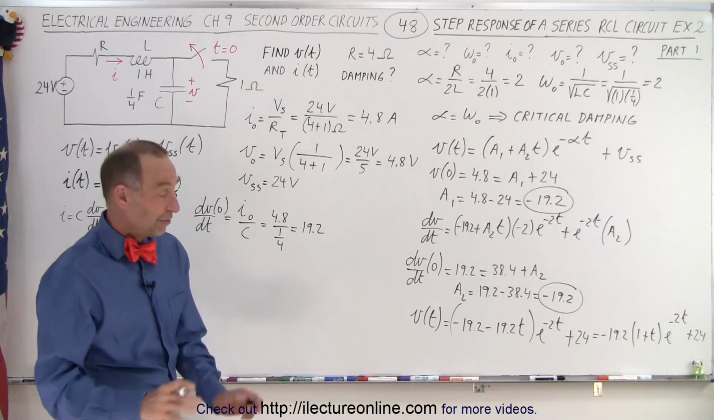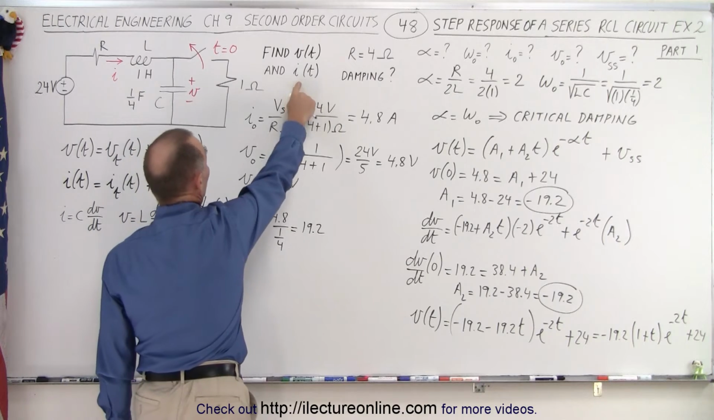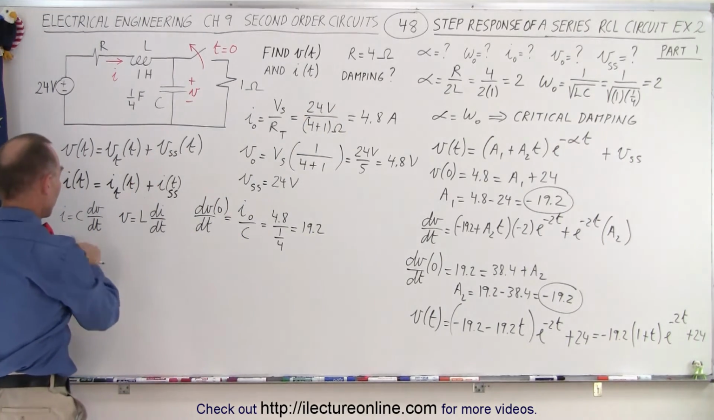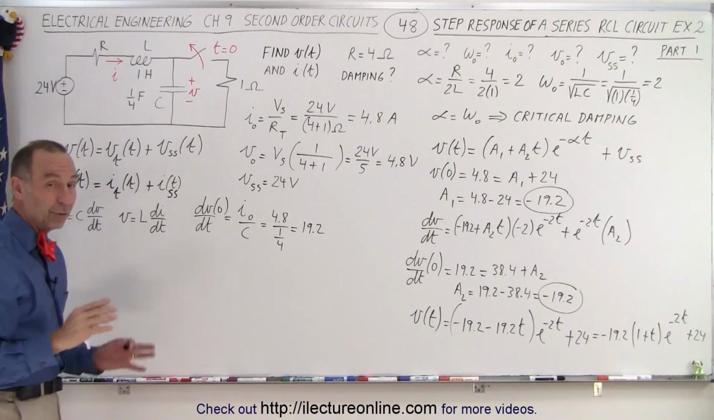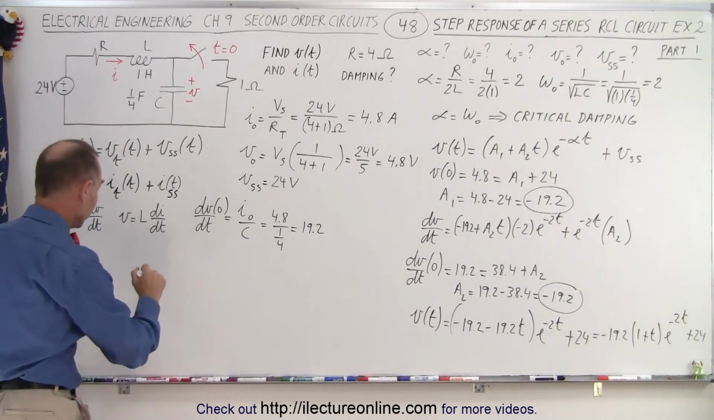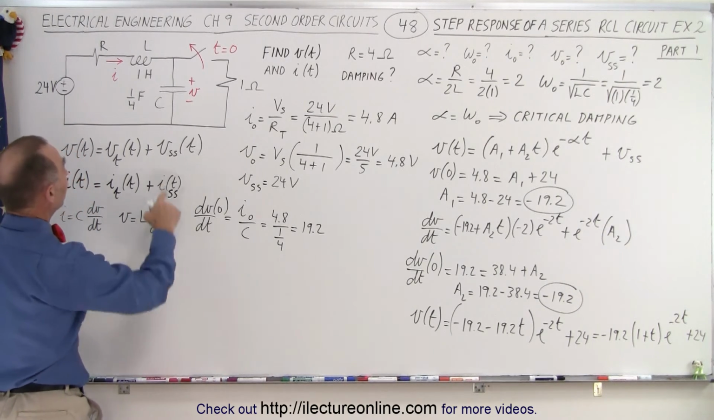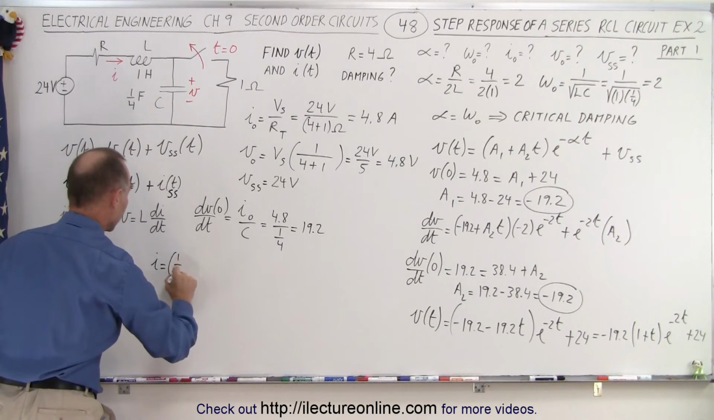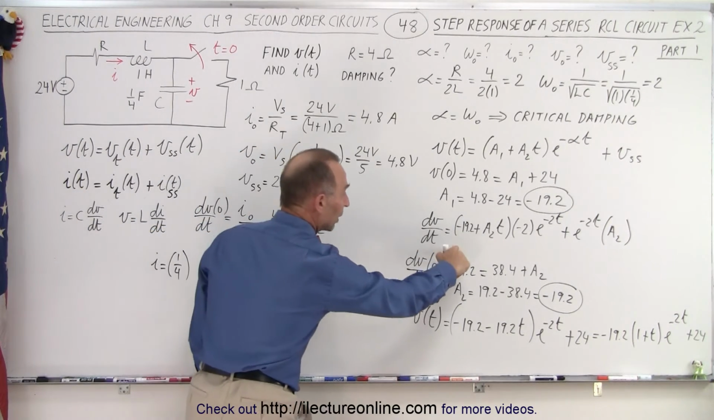All right, so now we have an equation for the voltage as a function of time. Now, how do we find the current as a function of time? So let's go back over here and notice that the current is simply C times dV/dt. So we can use that equation again. So we'll use it over here. So I equals C. Now C is 1/4 times dV/dt, which we have over here.